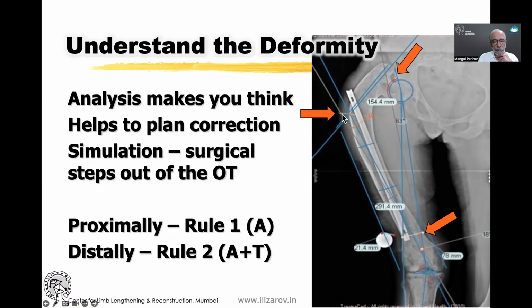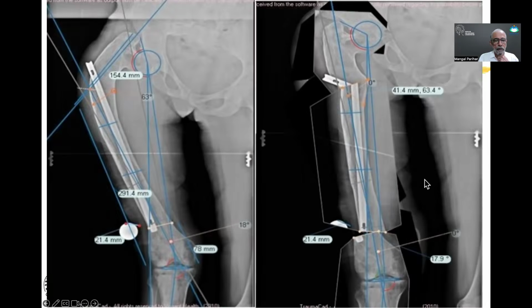So proximally, this boils down to rule number 1, because the cora is at this level and we are going to do the osteotomy at this level. Distally, the cora is down here, that spot that you see. And the osteotomy has to be done higher up so that we have enough distal bone to have purchase. So that's the axis planning. This is the simulation of correction by cutting out appropriate wedges.